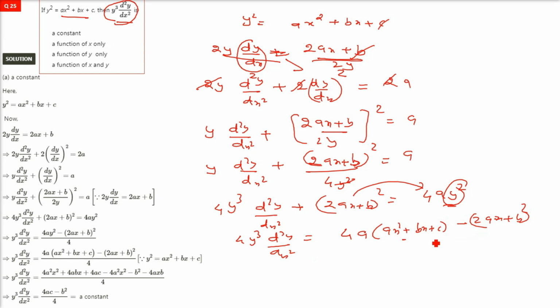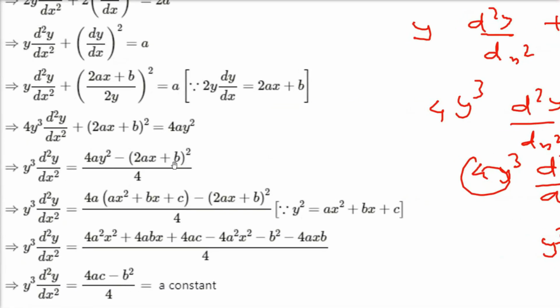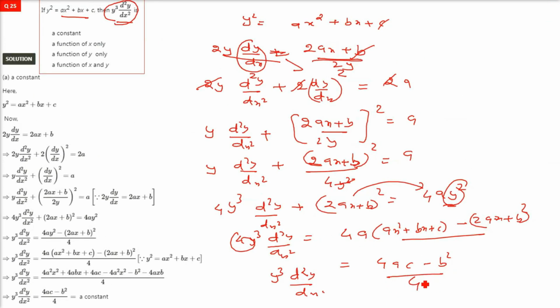So when you resolve this, 2ax plus b whole square is 4a square x square plus b square plus 4abx. I'm not writing it. I'm just telling you that there will be an opening and there will be a cancellation. 4a square x square will be cancelled and 4abx will be cancelled. Only 4ac minus b square by 4 will remain. I'll just show it to you here. When you open this, 2ax plus b whole square, when you multiply this, what terms will get cancelled? 4ac and b square will remain. 4a square x square will get cancelled. 4abx gets cancelled. So on the right you will have 4ac minus b square by 4.